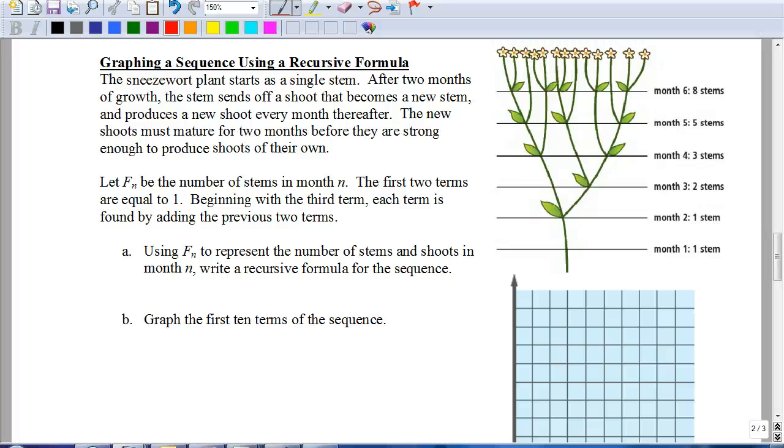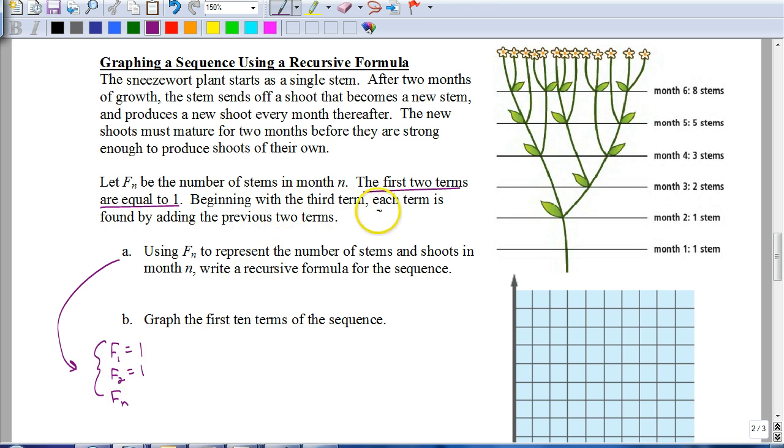Now, it's pretty cool because math is found all over in nature, and this is just one example. This is where nature follows what's called the Fibonacci sequence. We're going to talk about that here in a minute. But the Fibonacci sequence follows this pattern, where the first 2 terms are equal to 1. So to write a recursive formula, the first term would be 1, and the second term would also be 1.